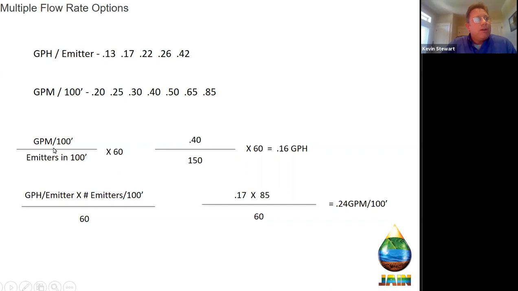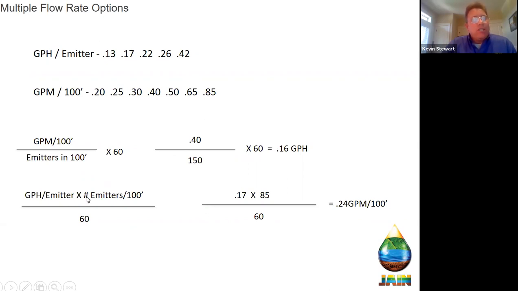And I wanted to show the calculation on here, that if you were to convert from gallons per minute per 100 feet to gallons per hour per emitter, this is how you would do it. You would take whatever flow you have, divide it by the number of emitters that you have within 100 feet, and then multiply it by 60. So in this case, if you have 0.40 gallons per minute per 100 feet on an 8-inch spacing, which would be 150 emitters in 100 feet, multiplying by 60, you come up with 0.16.